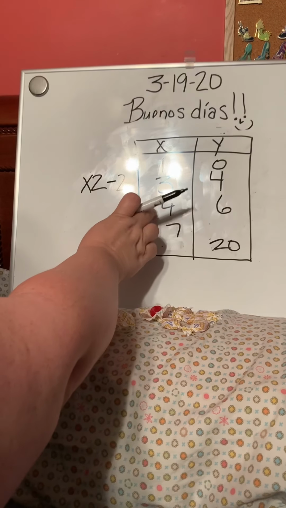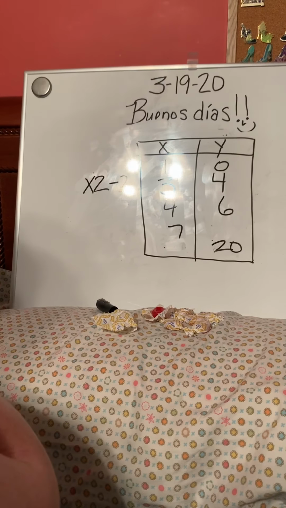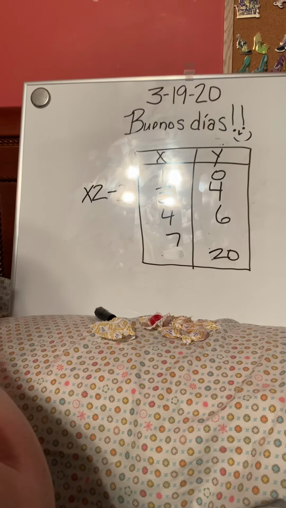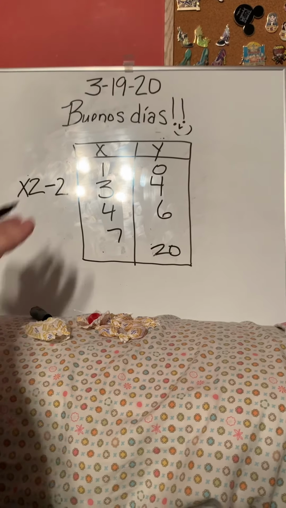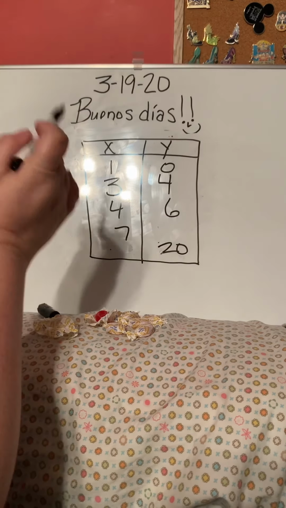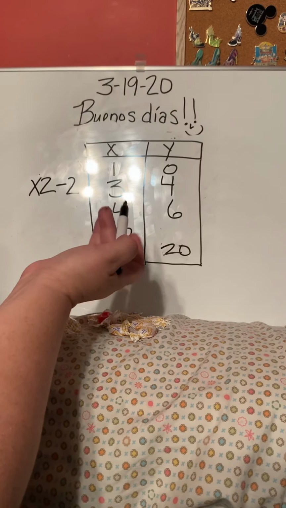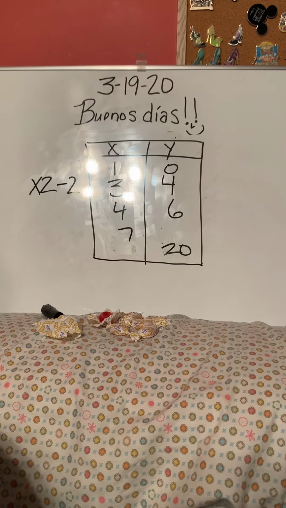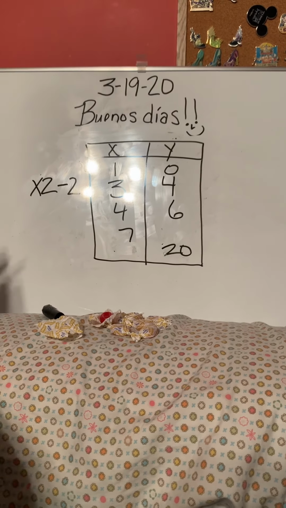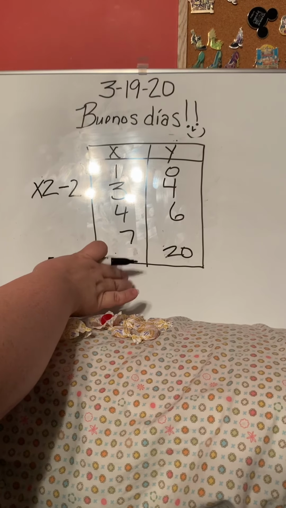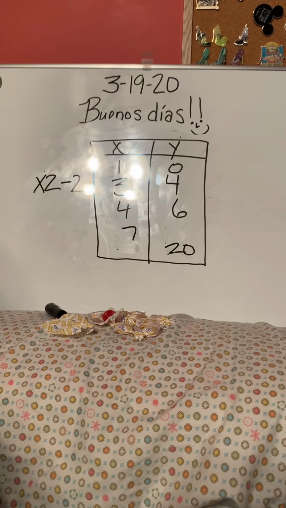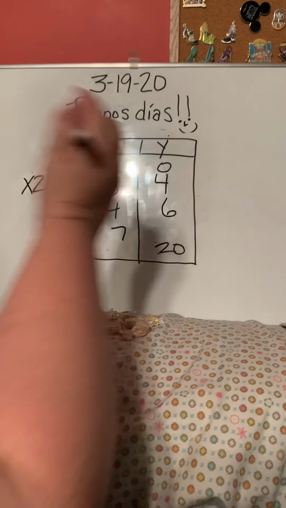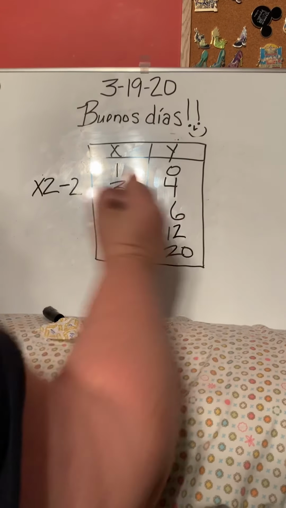Let's see if that would work with the 4. So 4 times 2 is 8. And then if we subtract 2, we get 6. So that worked. Let's try it on the 1 now. 1 times 2 is 2. And then if we subtract 2, that gets us back to 0. So that is working. Okay. So let's apply it down here to 7. 7 times 2 is 14. Minus 2 would be 12.